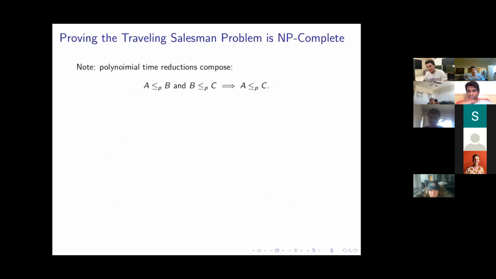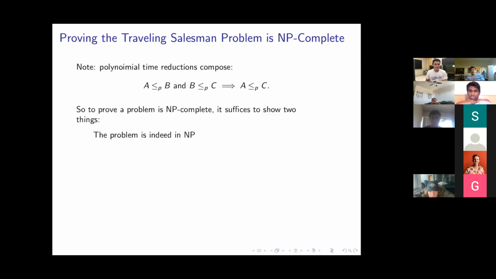So now we can finally launch into the point of the talk, which is proving that the traveling salesman problem is NP-complete. One thing I want to bring to your attention before we do that is that these polynomial time reductions compose the way you would want them to. Namely, if I can reduce a problem A to B, and then I can reduce B to C, that gives me a reduction from A to C, because again, composition of polynomials is polynomial.